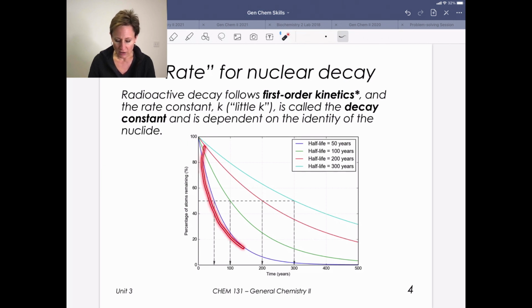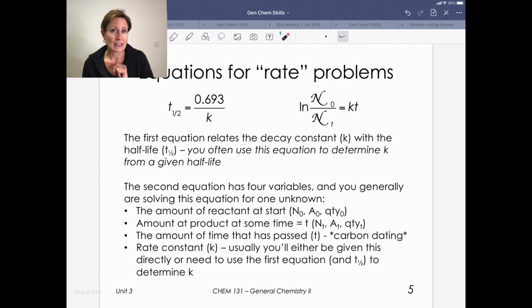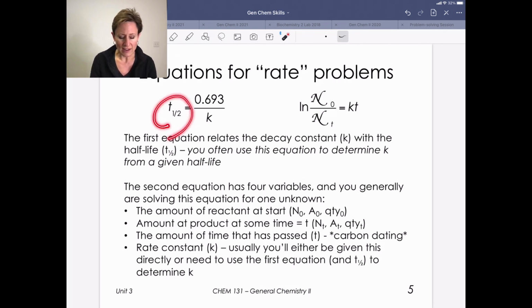And so what we can see here is that this blue line represents something that's decaying more quickly, and we can see that that has a half-life that's faster than, say, this line right here, which has a much longer half-life. Okay? So there are 2 equations that we see in this skill, the only 2 equations that we're going to use to do calculations. This first equation allows us to relate the half-life with the rate constant. Most often you're going to use this equation because a problem will give you the half-life, and you're just going to use this very simple equation to solve for k and calculate the rate constant.